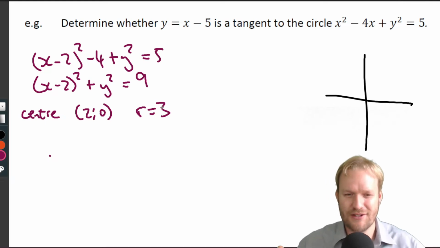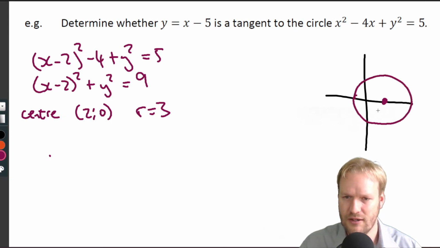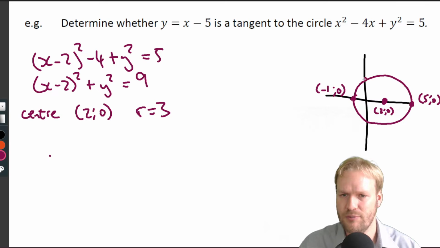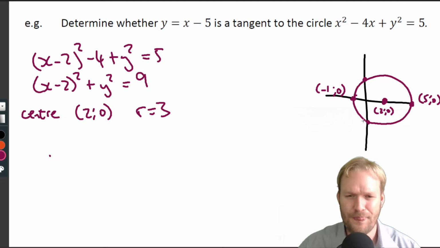And I'm doing that quite quickly because I think it's a fairly default thing to do: where's the center? What's the radius? Well, if the center's at 2, 0, that's about here somewhere. The radius is 3, so it's going to go to there and there. So this point here is at 5, 0. This point here is 3 left, so minus 1, 0. This point feels too complicated to work out. I'm just filling in the bits in our sketch that are quite easy to find. Okay, so there we go.